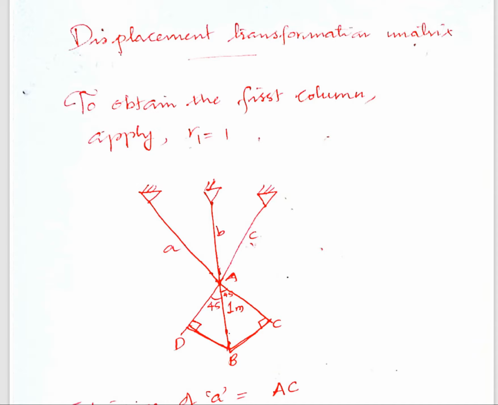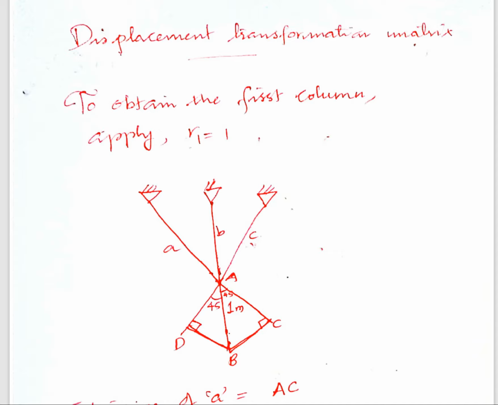So the next step is calculation of displacement transformation matrix. Here the displacement transformation matrix will have two columns, because we have two system forces. Since there are two system forces and two system displacements, we have to find out the first column by applying small r1 is equal to 1. That is a unit displacement in the vertical direction. Then to find out the second column, small r2 is equal to 1. That is a unit displacement in the horizontal direction. So let's see how to obtain the first column.